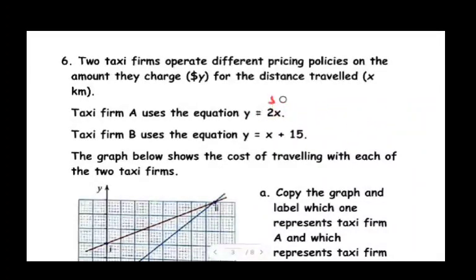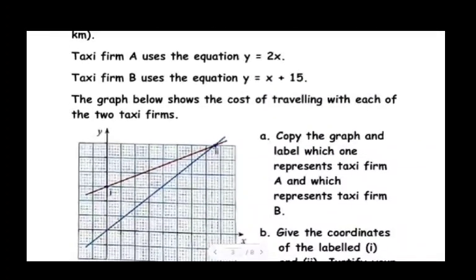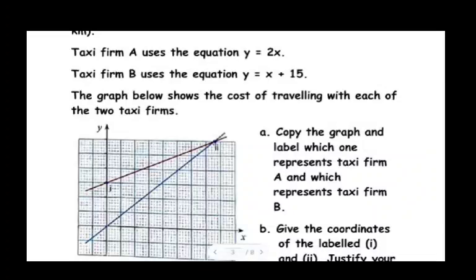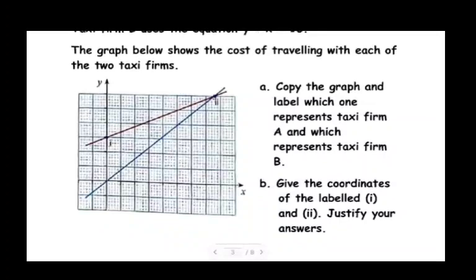And taxi B is simple. It uses the equation whatever is the amount of kilometers, you add 15 to that. Simple. So the graph below shows the cost of traveling with each of the 2 taxi firms. Copy the graph and label which one represents taxi firm A and which represents taxi firm B. How do we find this out now?